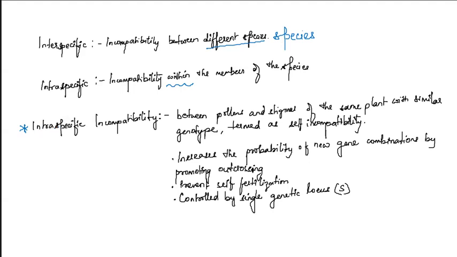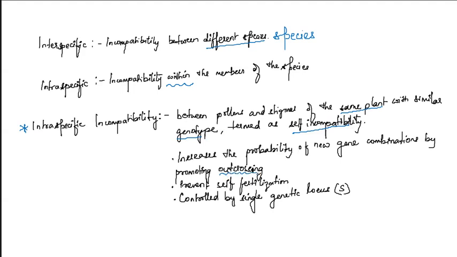So intraspecific incompatibility occurs within the same plant, with similar genotype. If they have similar genotype, then they will not show pollination. They will show self incompatibility, meaning not allowing the self type of pollens to grow into them. That means they are helping in outcrossing. They are preventing self fertilization.